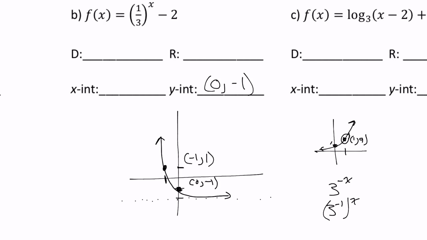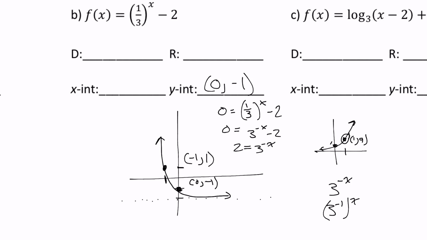But we want to find the x-intercept as well, which means we need to set y equal to 0 and solve algebraically. So 0 equals (1/3)^x - 2. But I'm actually going to use it in this form: 0 equals 3^(-x) - 2. I will add 2 to both sides. 2 equals 3 to the power of negative x.